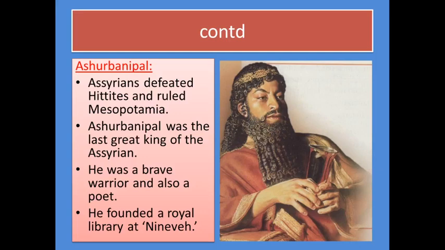Ashurbanipal was the last and great king of the Assyrians. He defeated the Hittites and ruled Mesopotamia. He was a brave warrior and also a poet. He founded a royal library at Nineveh. Can you see the picture of this last and great king of the Assyrians?